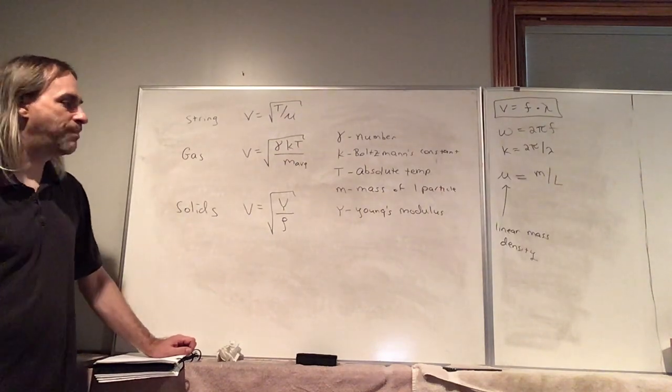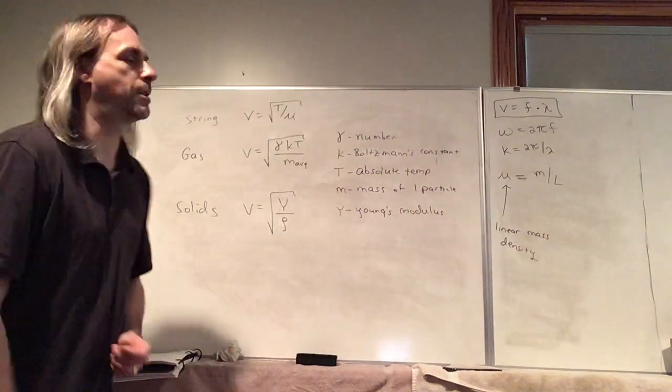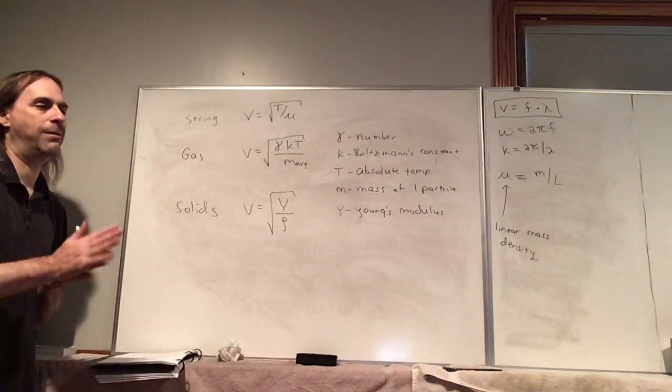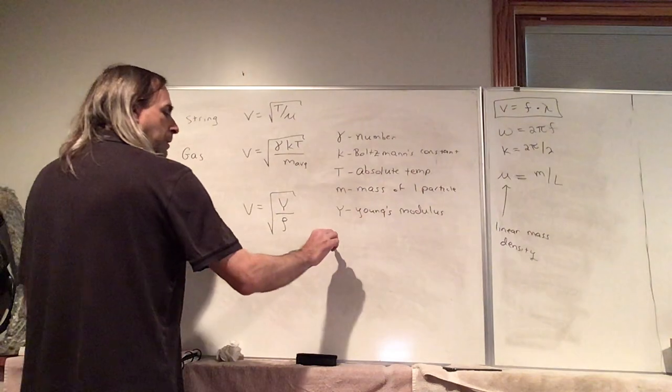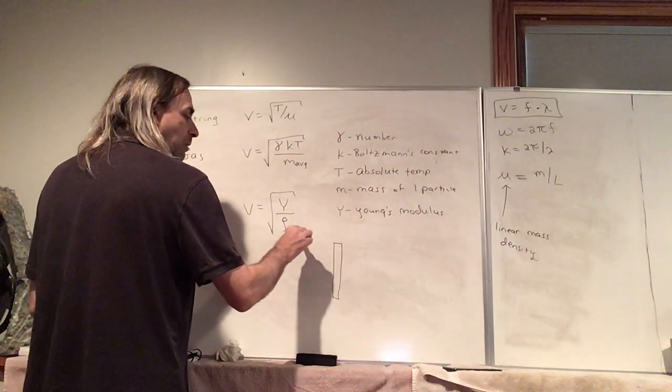So Young's modulus, basically you can almost think of this as like a spring constant, except we're talking about, say, a steel beam that's supporting something like the ceiling of a building.